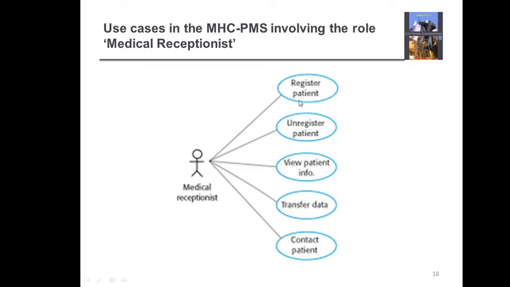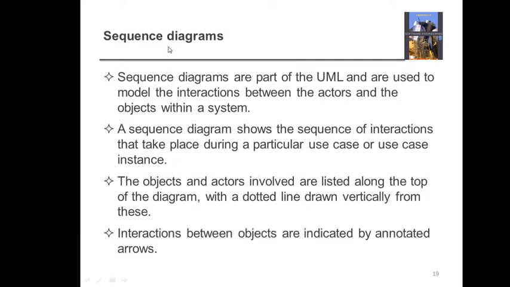So this is another use case diagram. Now, what is a sequence diagram? A sequence diagram models the interaction between the systems or between the components of the systems. Sequence diagrams, again a part of UML, are used to model the interaction between the actor and the objects within a system. So between the actor and the objects, and between the objects also, we'll see in the next slide.